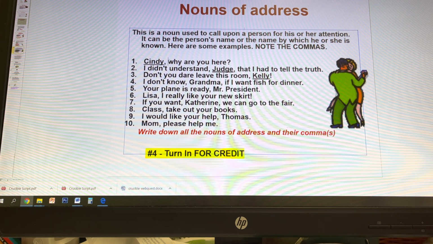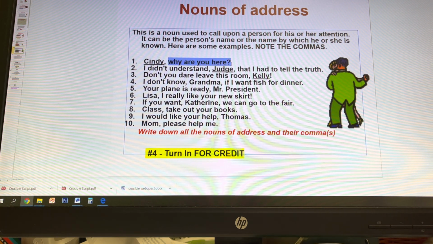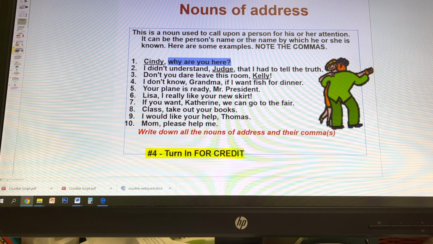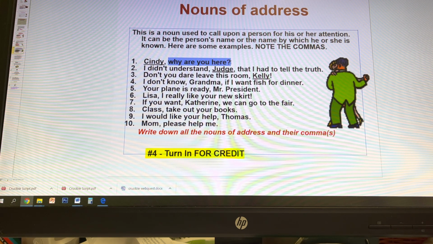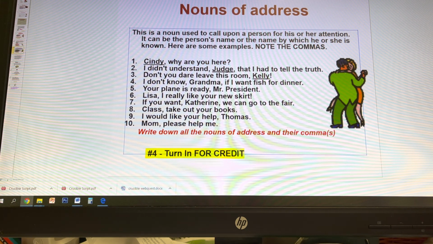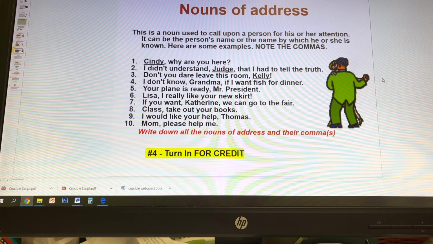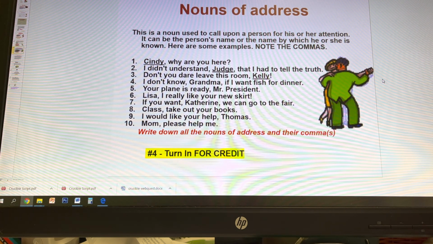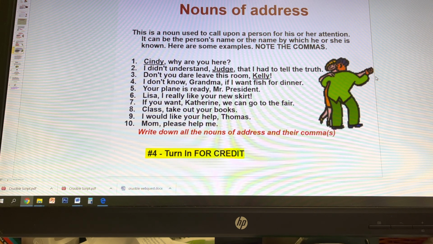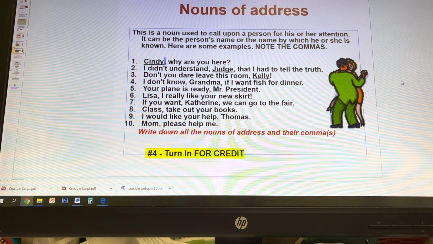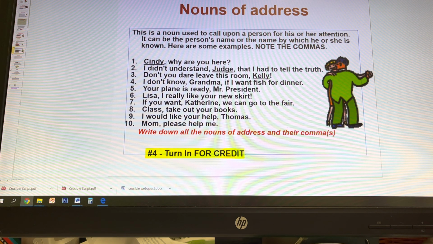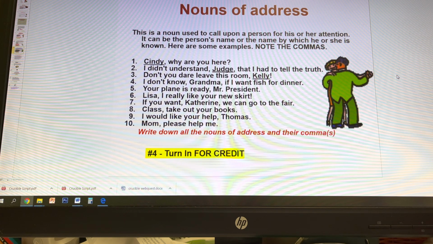Now I want you to look at why. If you just said, why are you here, to someone, that would be a perfectly legitimate question. It's a complete thought. You don't have to worry about putting someone's name. But if you want to address Cindy specifically, say Cindy crashed her own surprise party, you could say, Cindy, why are you here? So Cindy is very specific, and we put a comma after it because it's not necessary for a complete thought within that question.